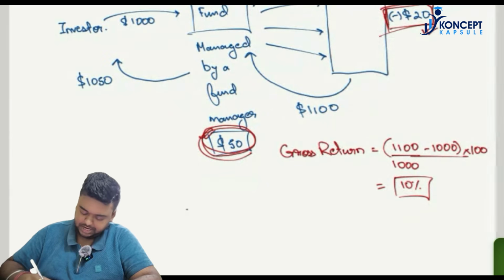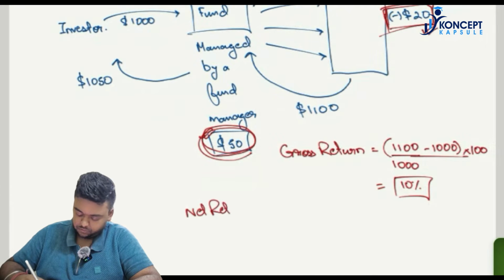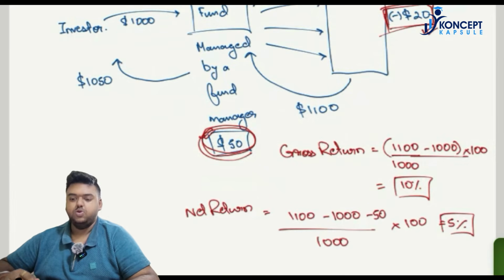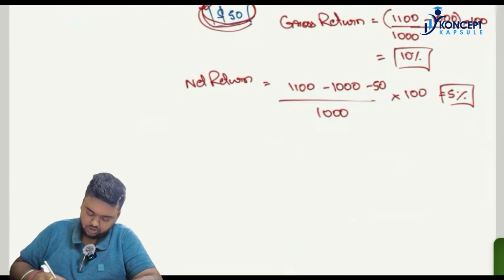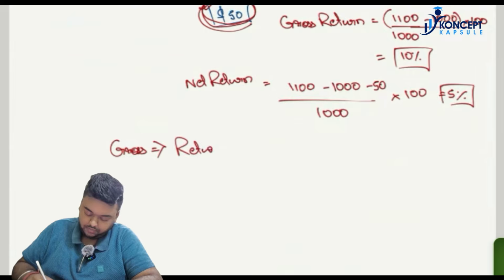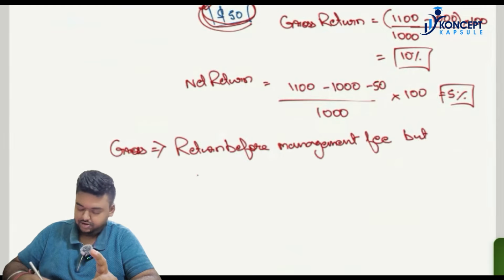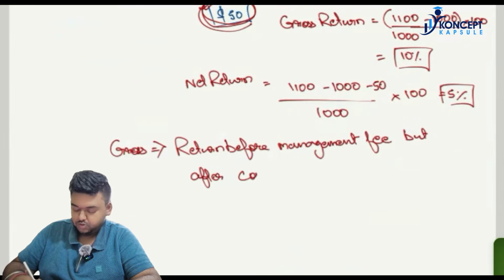On the other hand, the net return would be $1,100 minus $1,000 minus $50, divided by 1,000, into 100, which is 5%. So basically, what did we see? In gross return, it is return before management fees, but after commission and brokerage.